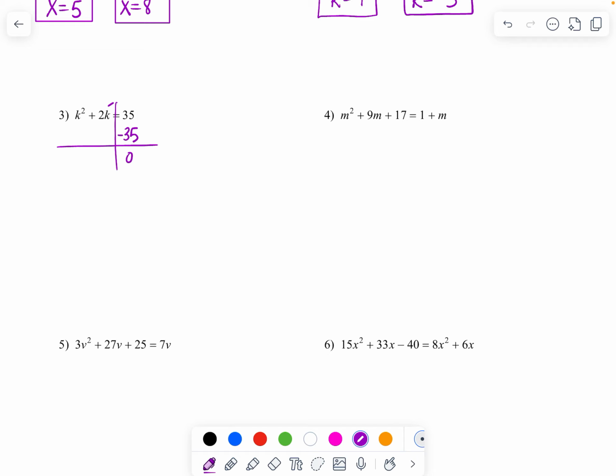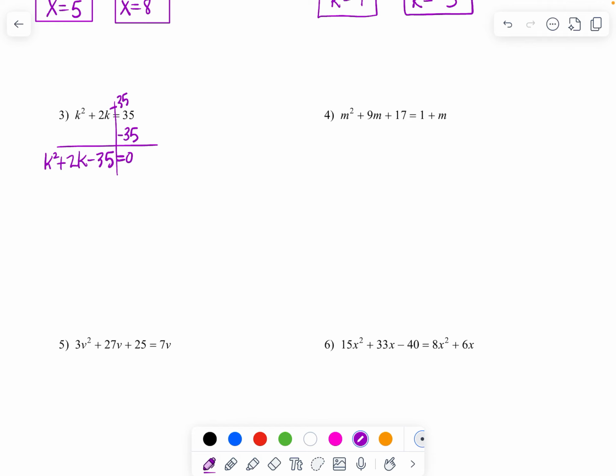Some people will put it up here at the top and put it as a minus 35 like that, which is fine. Some teachers don't like that. They don't like it up at the top, so they'll have you put it down here just kind of randomly in the middle. I think students make fewer mistakes if they put it up here at the top like this, because it's a constant and it belongs on the end, all right? So it's going to become k squared plus 2k minus 35 equals 0.